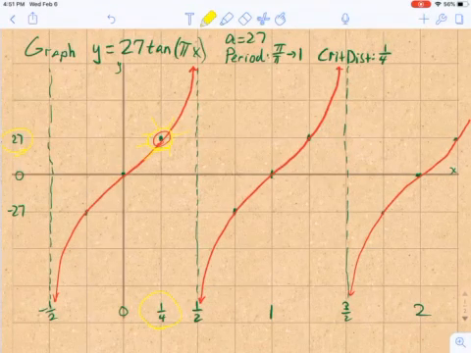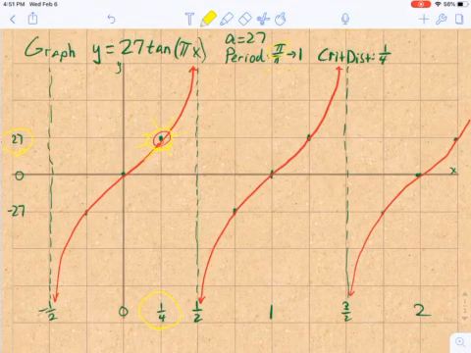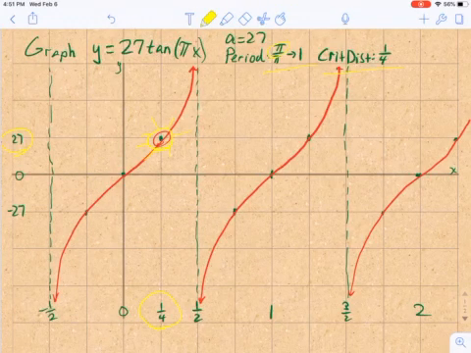Again, period for tangent normally is pi, so I divide it by pi and get 1. Critical distance is period divided by 4, 1/4.